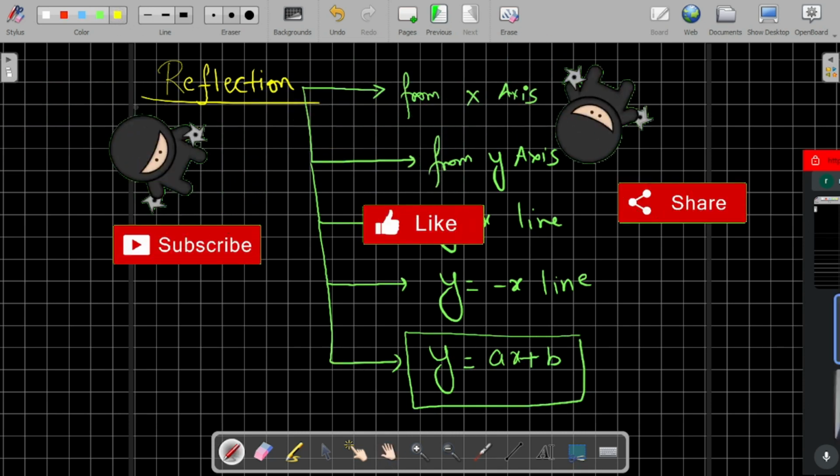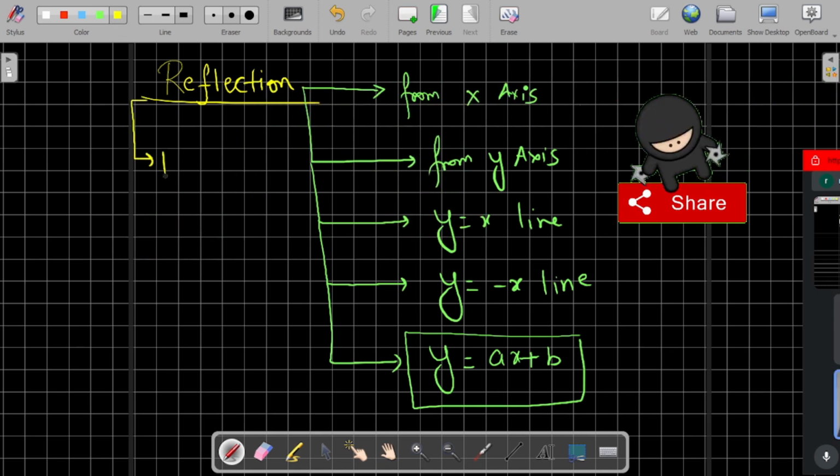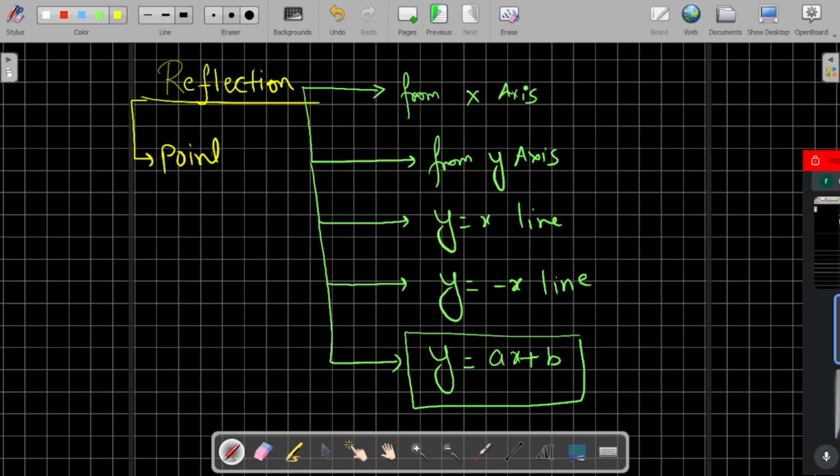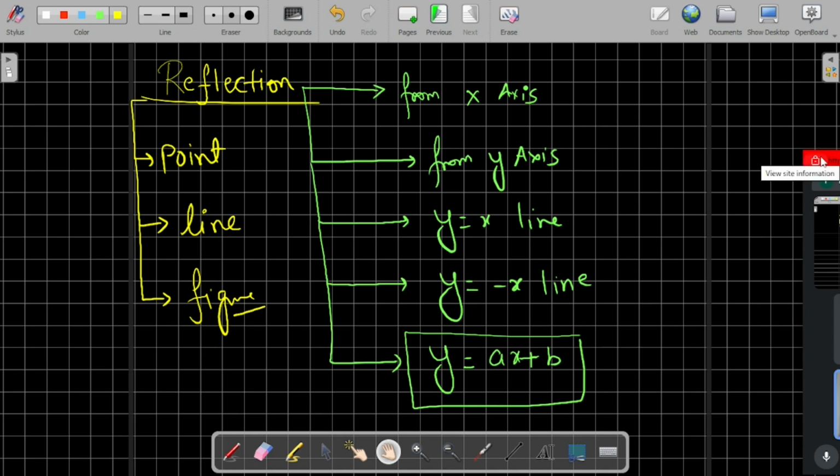First of all, we will discuss the reflection of a point. Then on the same pattern you can get the reflection of a line. On the same pattern you can get a reflection of any polygon, or you can say any figure. Is it okay till here? This will be the outline of our discussion. So do you know anything about the reflection, how to take the reflection?